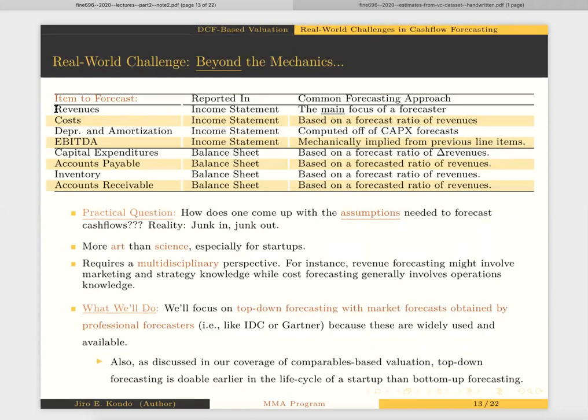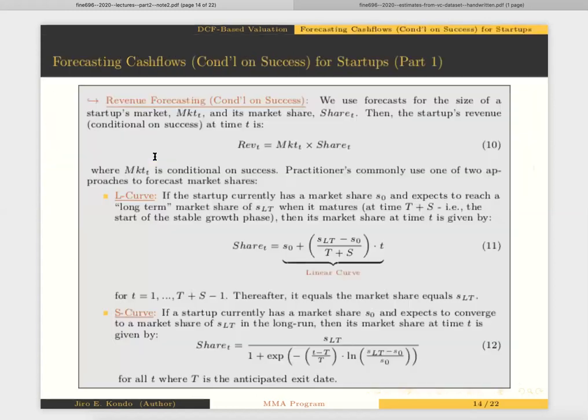And then as a function of our future revenues, we'll forecast the other components of the cash flow equation, namely EBITDA, capital expenditures, depreciation, working capital, so on and so forth. And I'll talk about the approach that we typically use to do that in practice.